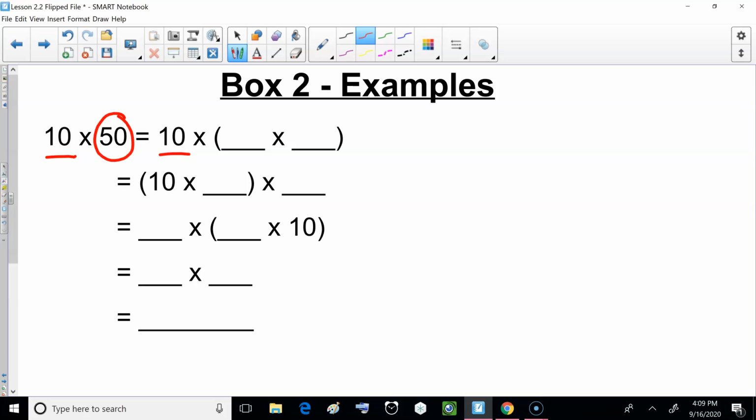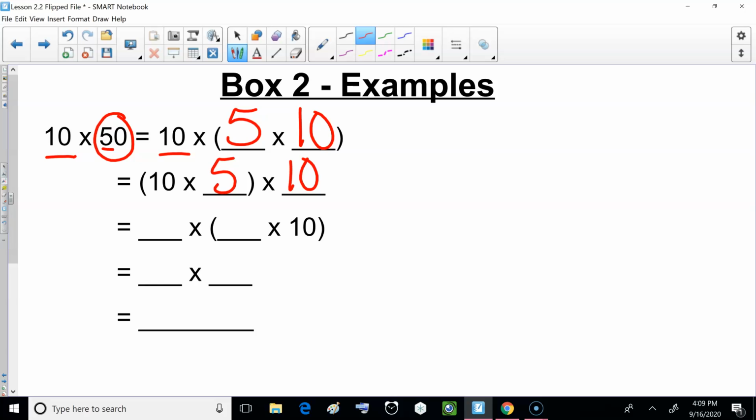But we need to break apart 50. We know 50 is in the tens. The 5 is in the tens place value, so we'd have 5 groups of 10. And here's where now we can start moving numbers around to see how this works. So 10 times 5 times 10 really doesn't change much, but it would still mean the same thing.